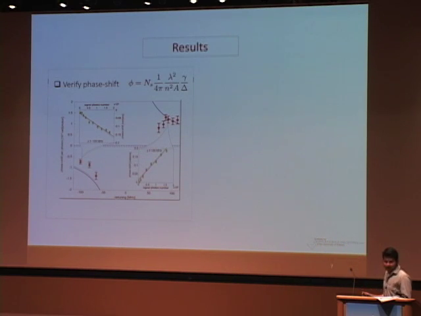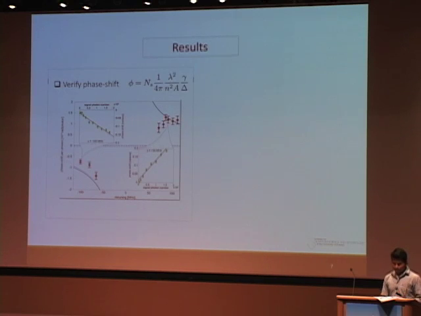So I should mention here that all of this proof of principle was done with really strong light. So you can see that the number of photons that we used in our signal are of the order of 10 to the power 6. So that's quite high, but we get the phase shift that we expect.